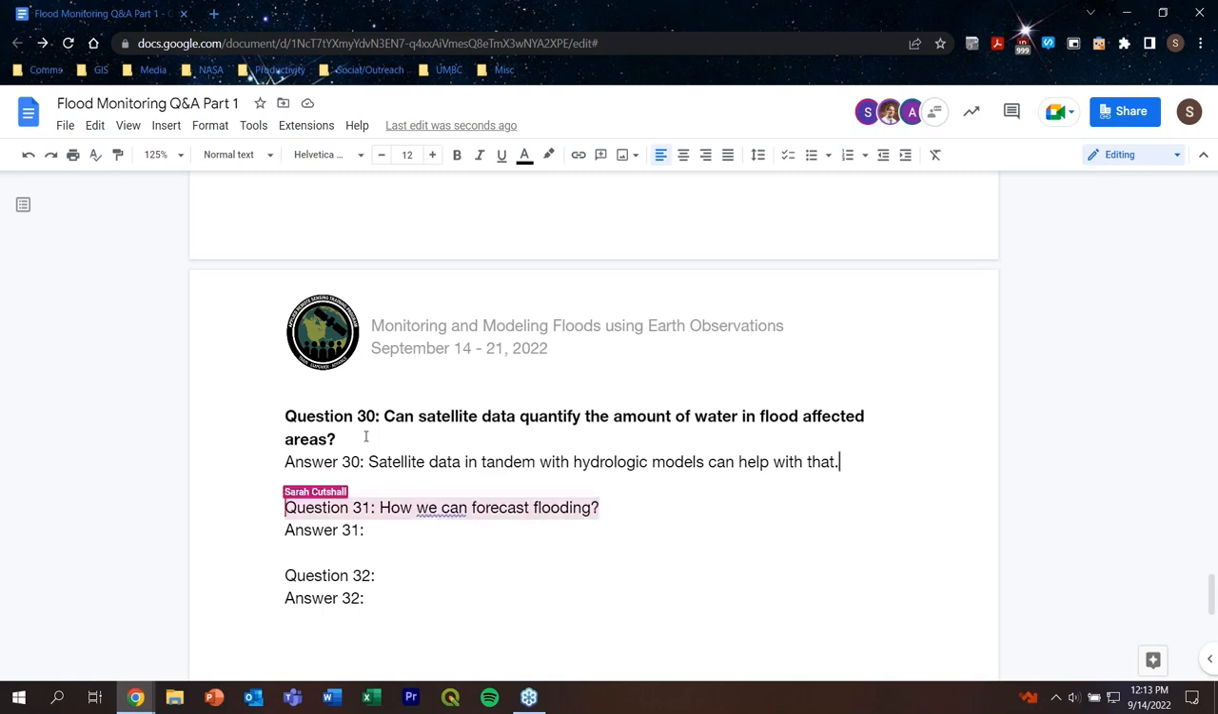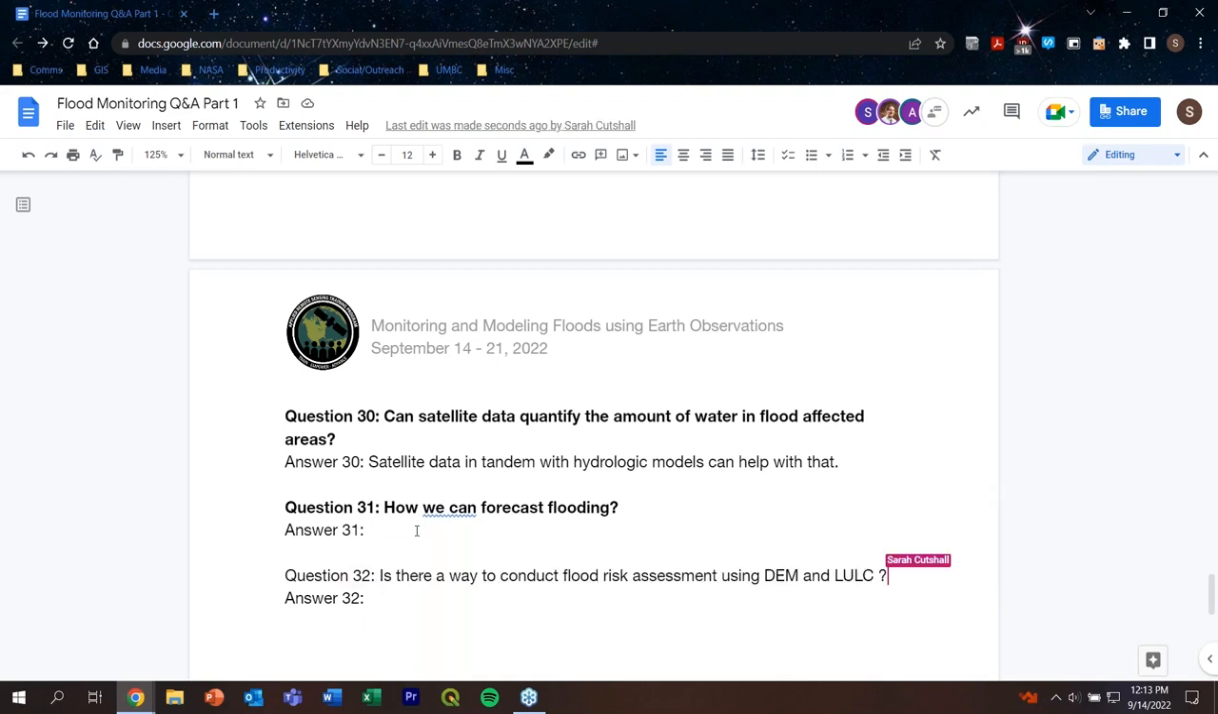How can we forecast flooding? You can use HEC-RAS or SWAT kind of model where you provide inputs from forecast models, weather forecast models, and that way you can have a flood prediction. This is question 31.